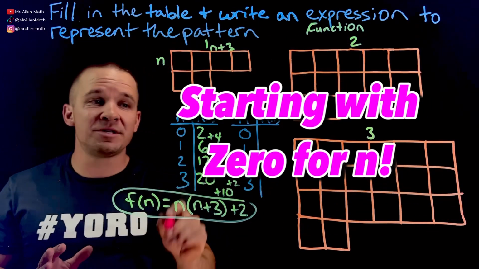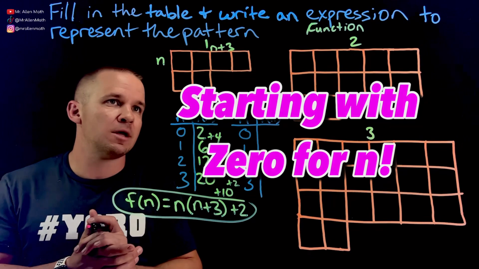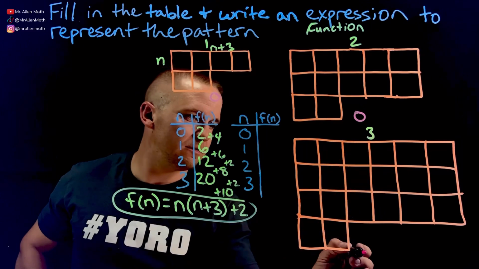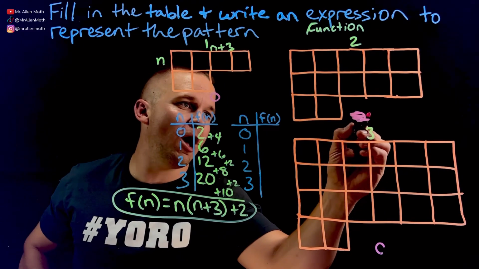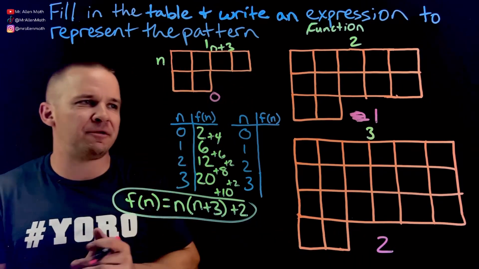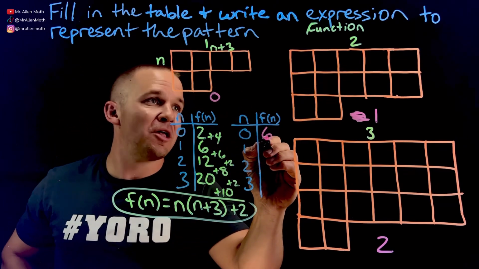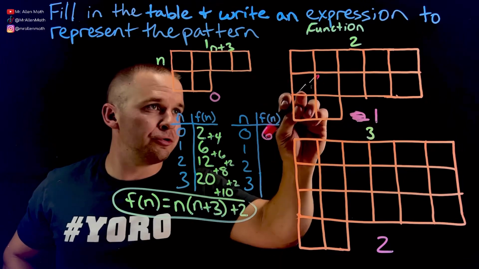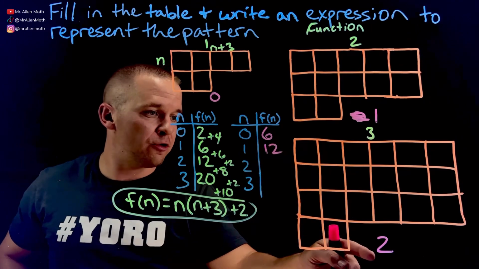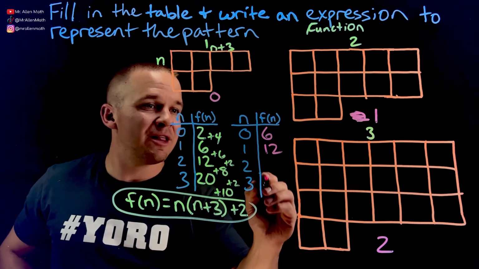Now, if we start with 0, I'm going to do this in pink. So, hi, if you are a 0 starting person. If this is 0 instead, I'm going to put this in the bottom here: 0, 1, and then 2. For 0, I've got 6 blocks. Then for 1, I've got 2 by 5. That's 10, 11, 12. I got 12 blocks. For 2 here, I've got 3 by 6. That's 18 plus 2. That's 20.